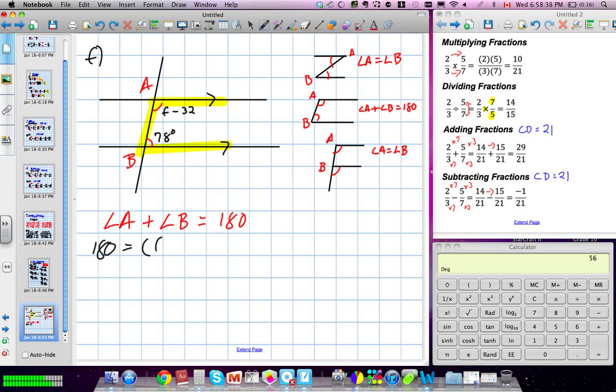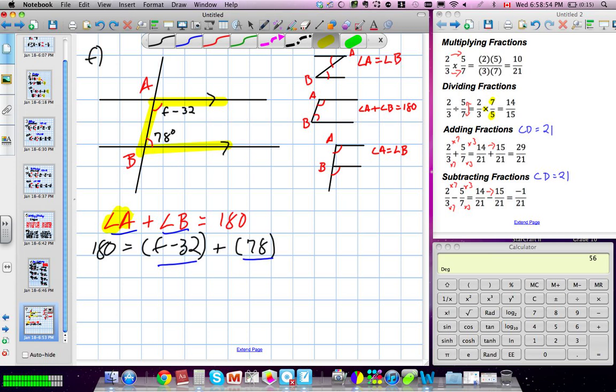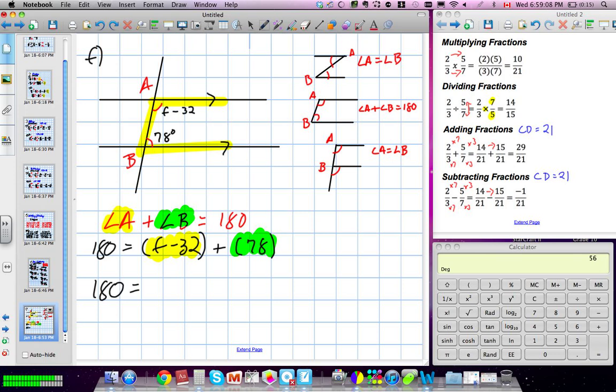So 180 equals, we're going to replace angle A with that. So we have F minus 32, that's our A, plus, and what was our B value? 78. So I replaced A with this and B with that. We'll highlight them so that you know: that's what I replaced angle A with, and that's what I replaced angle B with. Does that make sense?